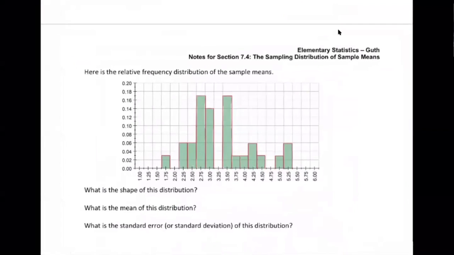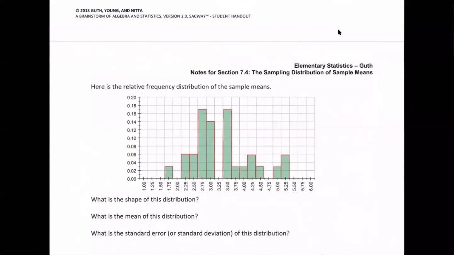Okay, so this is trying to look bell-shaped. It's not perfect, but we know in the long run it does go bell-shaped. So this is attempting a bell shape.